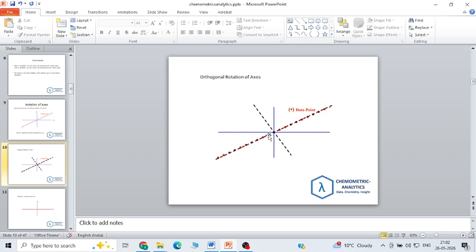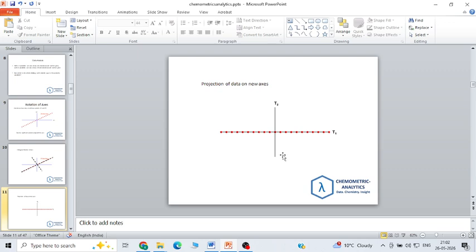What you would really see is that in the new space, if I ignore the blue line and just focus on the black ones, you have variability just along this new axis, the T1 axis. It doesn't have any variability along the T2 axis, or in other words, along the x2 axis in our original space. So now this T2 axis has no meaning.